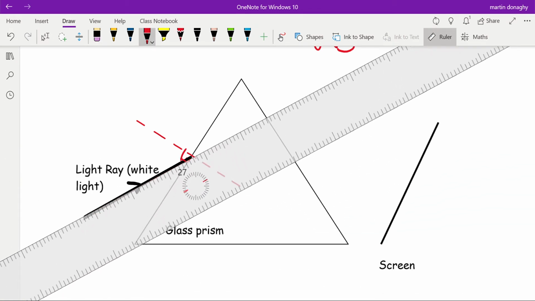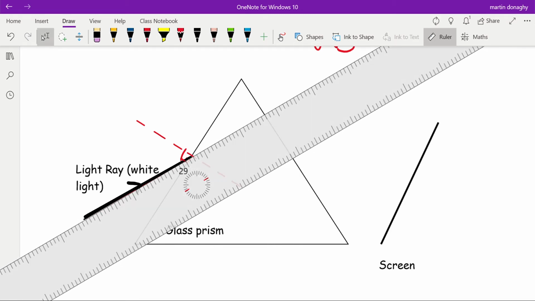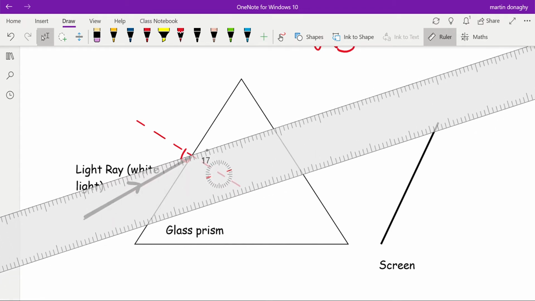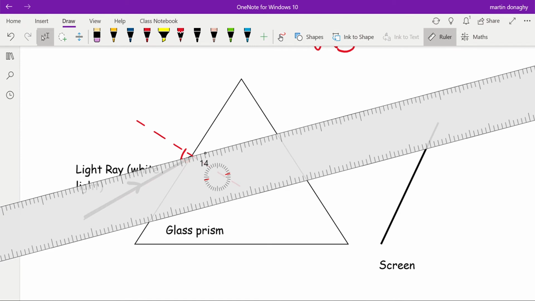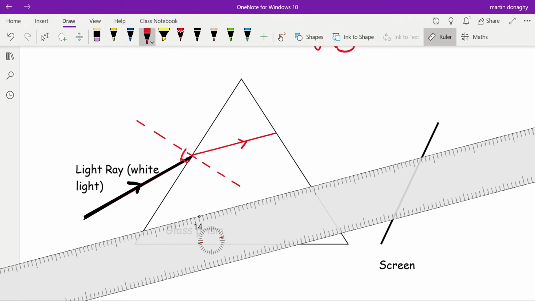Then if we think about our white light, if it went straight through, it would go like that. But it's going from air to glass, so it slows down, so it bends towards the normal. Make it obvious enough that to the examiner, that ray has changed direction. Traveling in a straight line then through the glass to the other side of the prism.